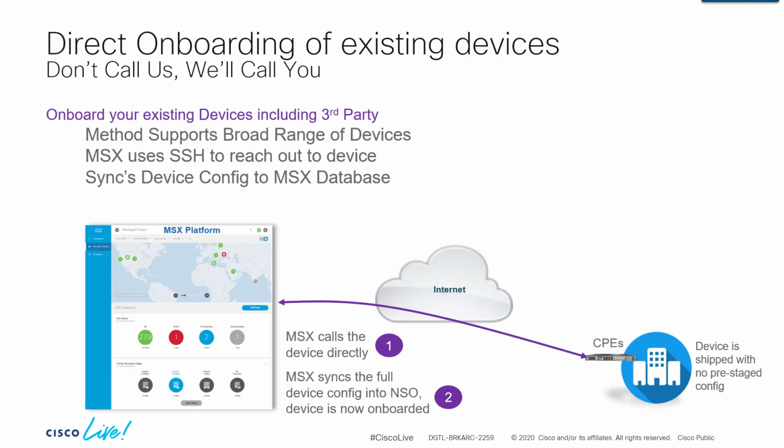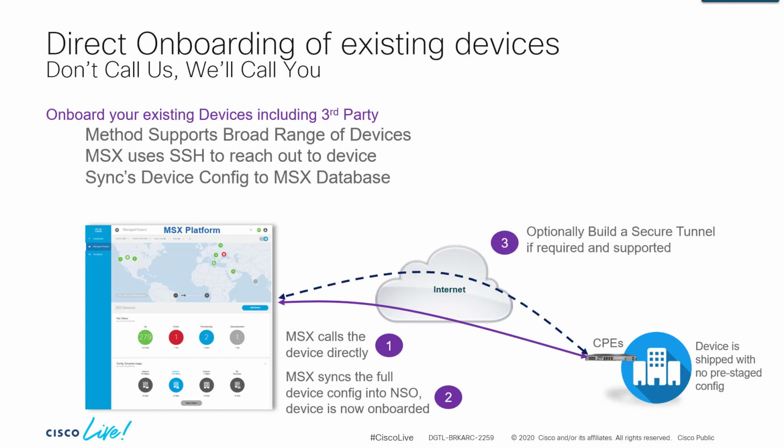The other type of onboarding we do is called direct onboarding for existing devices. It's kind of like, don't call us, we'll call you. It's for a brownfield environment in which you might have a massive installed base of devices. MSX is going to use SSH to reach out to that device, and then once it connects, it will sync back to its database and bring that device under cloud management. You can then optionally build a secure tunnel if you require that additional level of security.